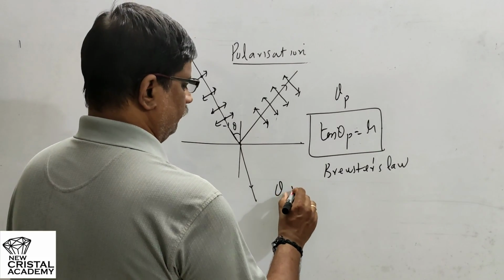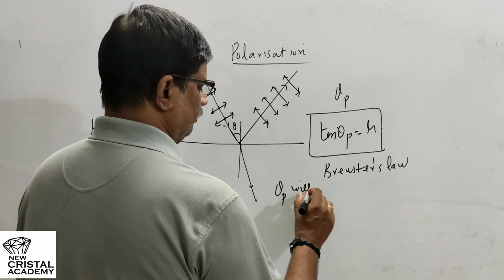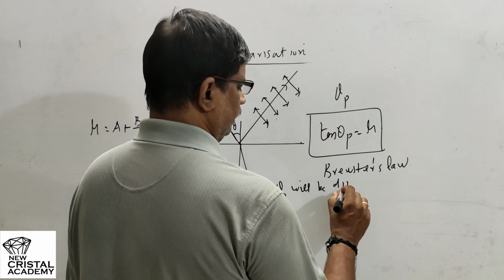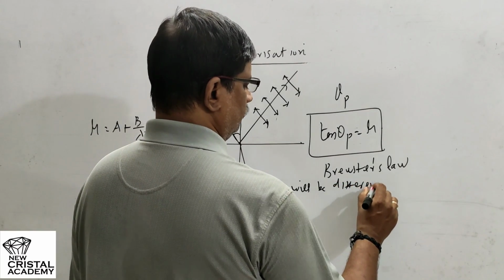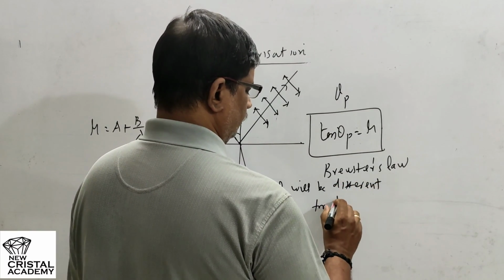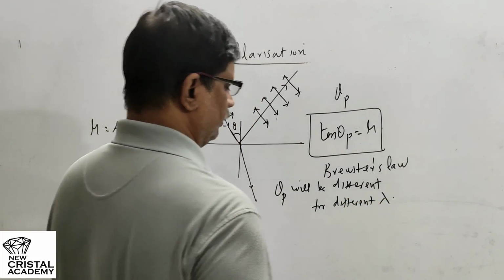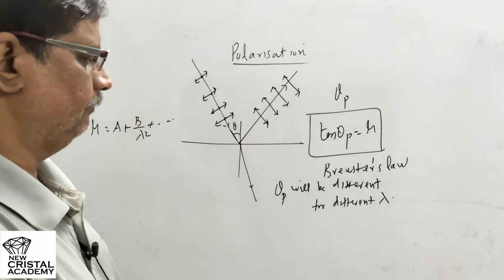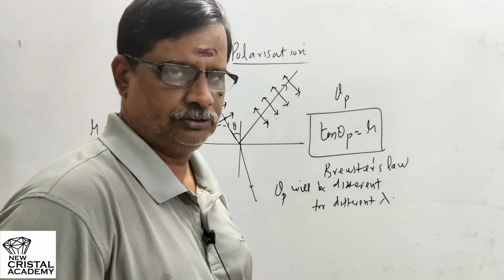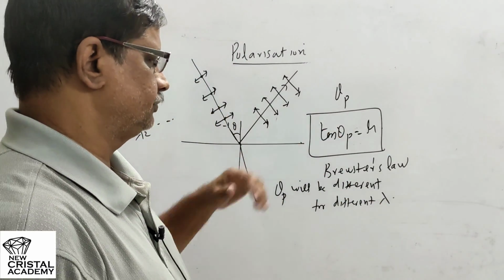So theta p will be different for different lambda. Polarizing angle depends on the wavelength of the light used. Clear? This is called Brewster's law.